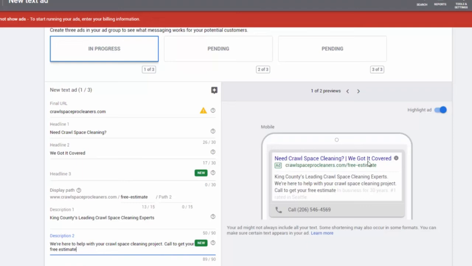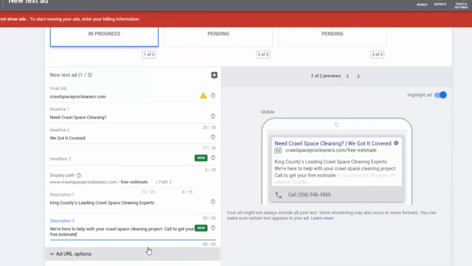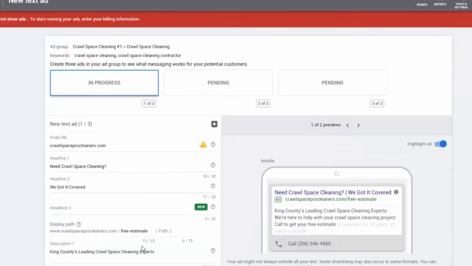Need crawl space cleaning? We got it covered. Crawl space portal cleaners. And then this is the URL ad extension here. Free estimate. King County's leading crawl space cleaning experts. We're here to help you with your crawl space cleaning project. Call to get your free estimate now. Okay, and then that should be good to go. So this is ad number 1. So let's go save and add another.